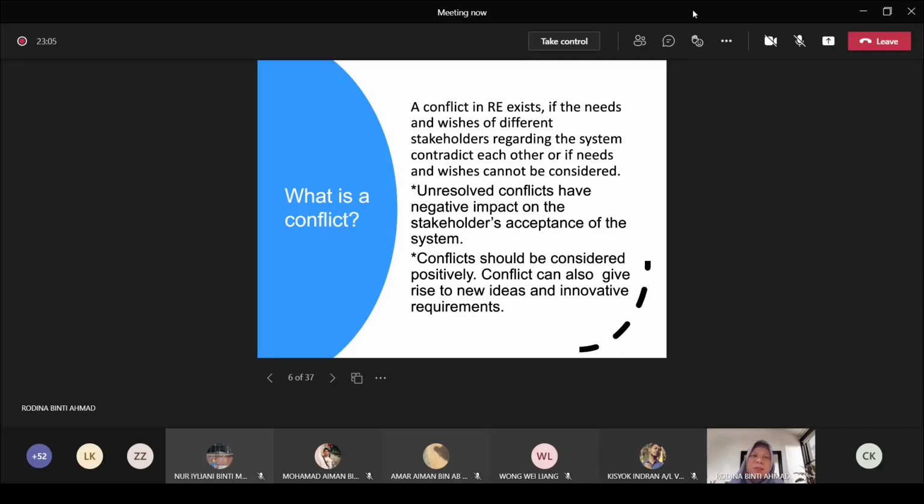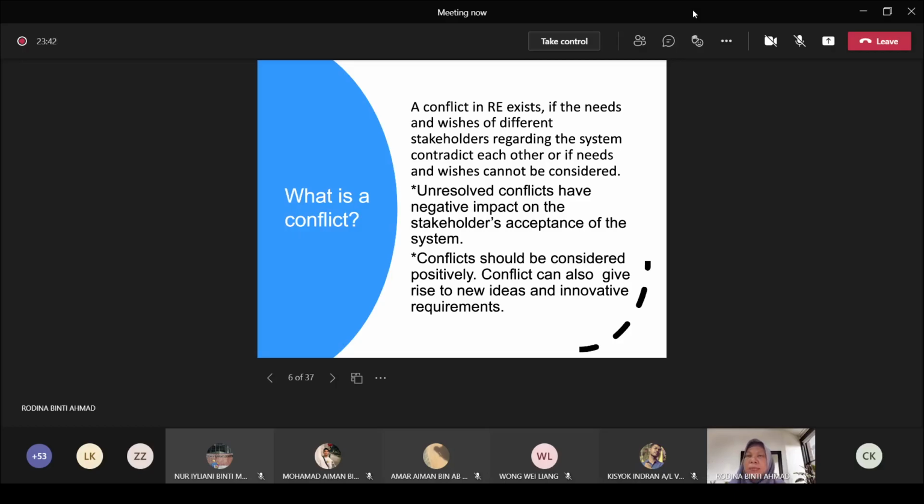Unresolved conflict can have negative impacts. I'm not saying it is always very negative, but most unresolved conflicts can lead to negative impacts on the stakeholders' acceptance of the system. The system is successful if it is able to satisfy most of the stakeholders. That means the stakeholders are going to accept it. If a lot of conflicts occur that hinder the acceptance of the stakeholders, that can lead to an unacceptable system. They won't accept the system, and then it's not going to be successful.